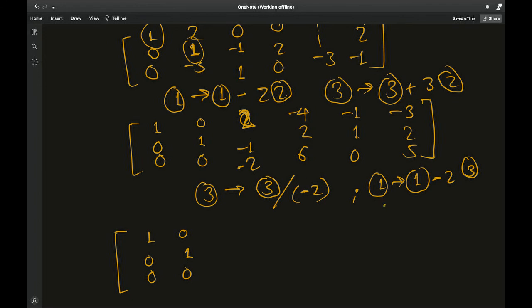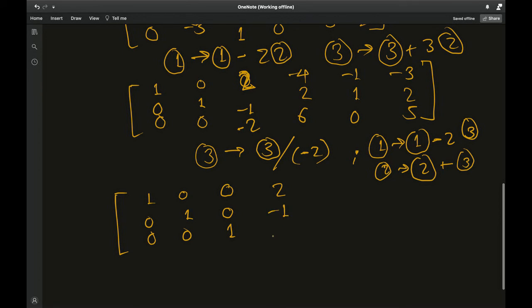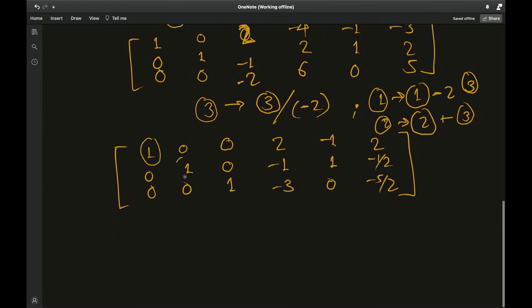And then row 2 changes to row 2 plus row 3. So we get 0 0 1, and we have 2 negative 1 negative 3, minus 1 1 0. We'll have 2 negative half and negative 5 over 2. Now notice we have 3 pivots and we can't go any further because we're basically running out of rows.